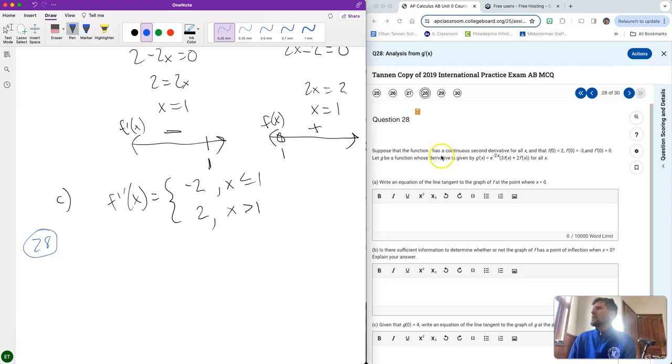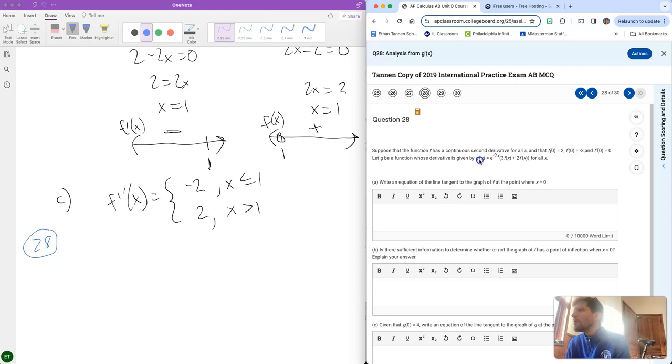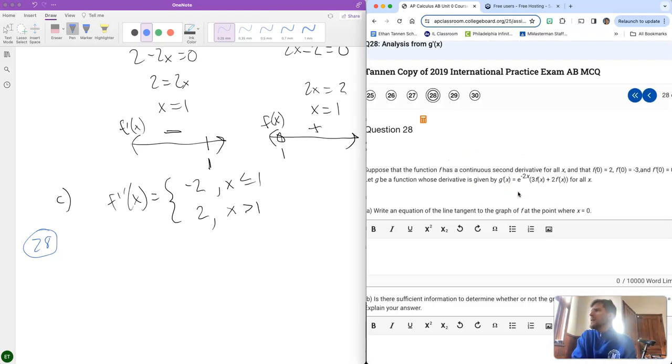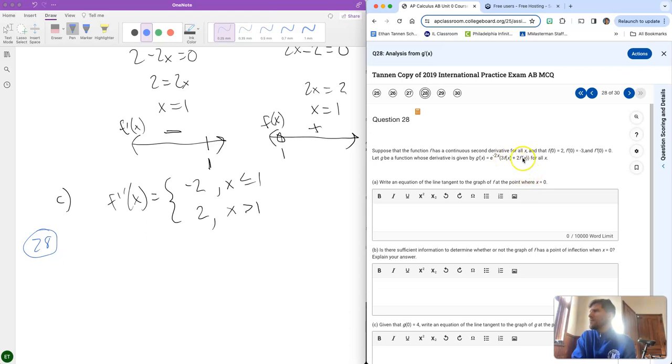So this is telling us, let's suppose that a function f has a continuous second derivative for all x. That's good, so it means it's continuous and differentiable, and they give us f of 0, f prime of 0, and f double prime of 0, and g be a function whose derivative is given by, it's really hard to see, but that's actually g prime of x, I think. Yeah, is this e function times 3 times the function of x plus 2 times the derivative of f for all x.